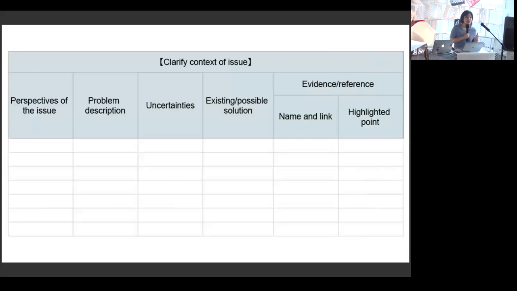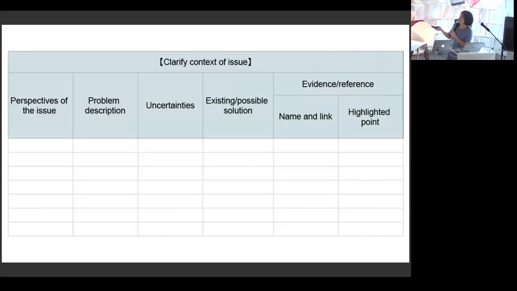Before we actually work on a topic, it's really important to understand what the problems are and what the existing solutions are. So we map out, for example, one problem statement, and maybe somebody talks about the solutions here. We have to map it in this way. And when we have more and more problem descriptions, we have to start categorizing them so that we can handle the information better.